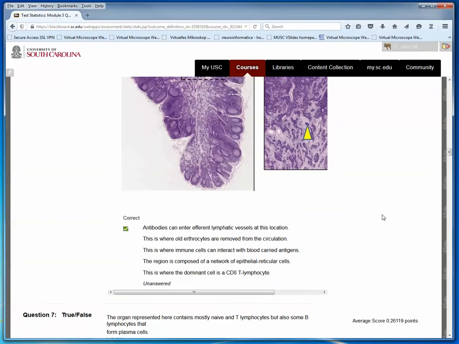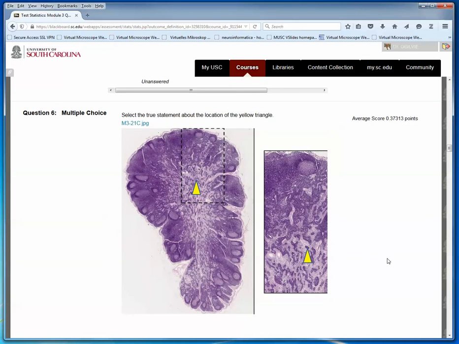This question, only 37% of the class chose the correct answer. Antibodies can enter efferent lymphatic vessels to this location. So you were asked to select this true statement about the location of the yellow triangle. So we gave you a low mag so you can recognize that it's a lymph node. Why? Because it has a lighter medulla, a denser cortex, and it has these light-staining centers to these rounded oblong objects, which are lymphatic nodules with germinal centers. So all of that should have told you it's a lymph node.